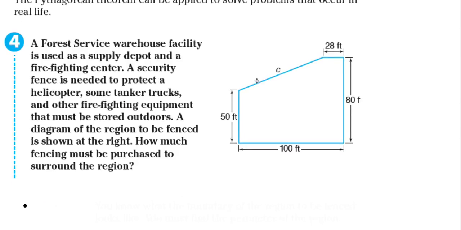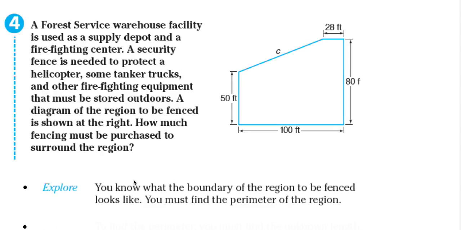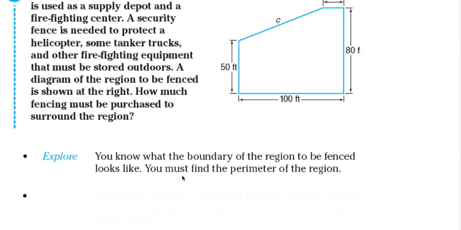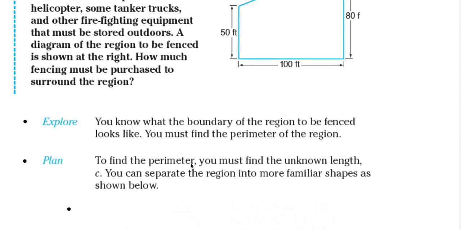If you analyze the problem, we know all the lengths except for C. So to be able to find the perimeter, we need to add up all the sides of this particular polygon, and in order to do that, we need to find the value of C. So what do we know? We know that the boundary of the region is to be fenced. You must find the perimeter of the region. That is what's being asked of us. In planning this, to find the perimeter, you must find the unknown length C.